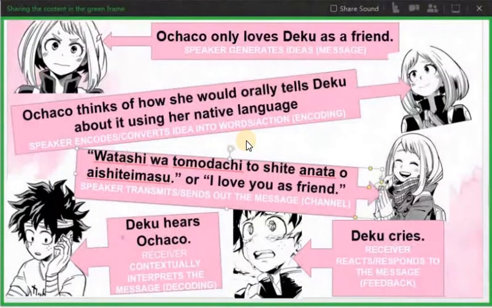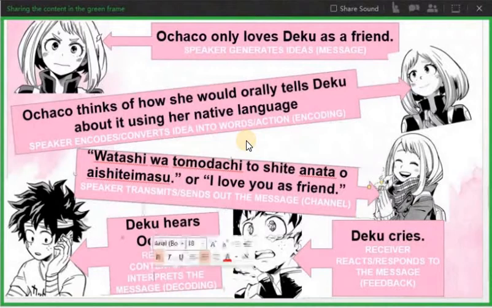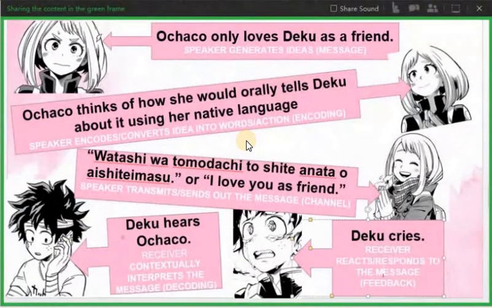So this is only one-way communication. Because if this were two-way communication, when Deku cries, Ochako should have responded. And of course, the communication continues. So we have the speaker, the message, the encoding, the channel or the transmission, the receiver decoding, and the feedback. You'll just have to remember those five.